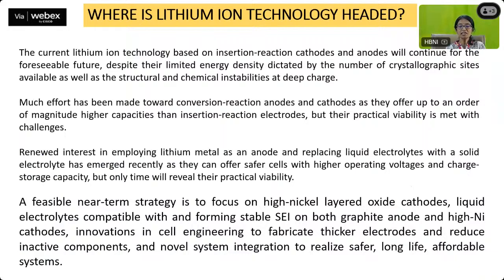Renewed interest in employing lithium metal as anode and replacing liquid electrolytes with a solid electrolyte has emerged recently as a good choice, because they can offer safer cells with higher operating voltage and charge storage capacity. But only time is going to tell about their practical viability. So what is a feasible near-term strategy is to focus on high nickel layered oxide cathodes, liquid electrolytes compatible with and forming stable SEI on both graphite anode and high nickel cathodes. Innovations in cell engineering to fabricate thicker electrodes and reduce inactive components, and novel system integration to realize safer, long life and affordable systems.